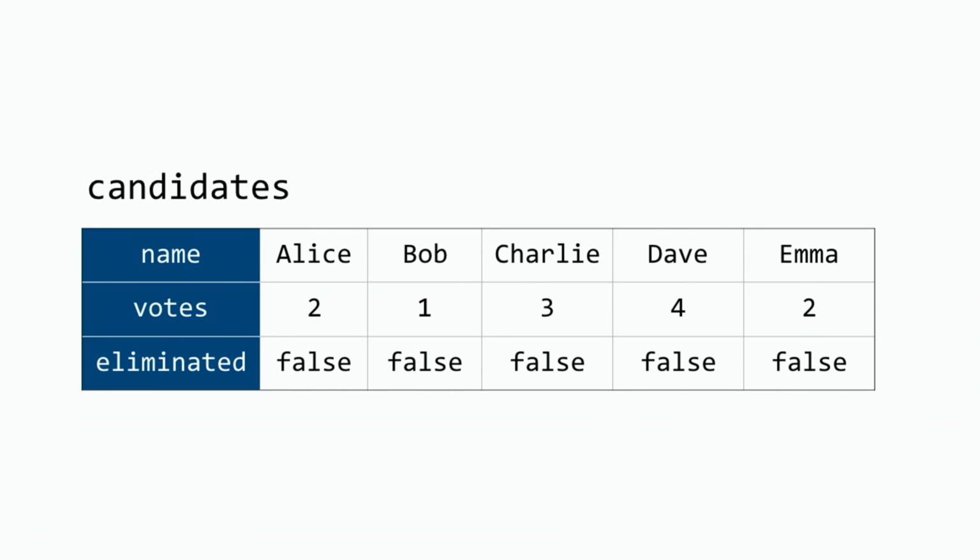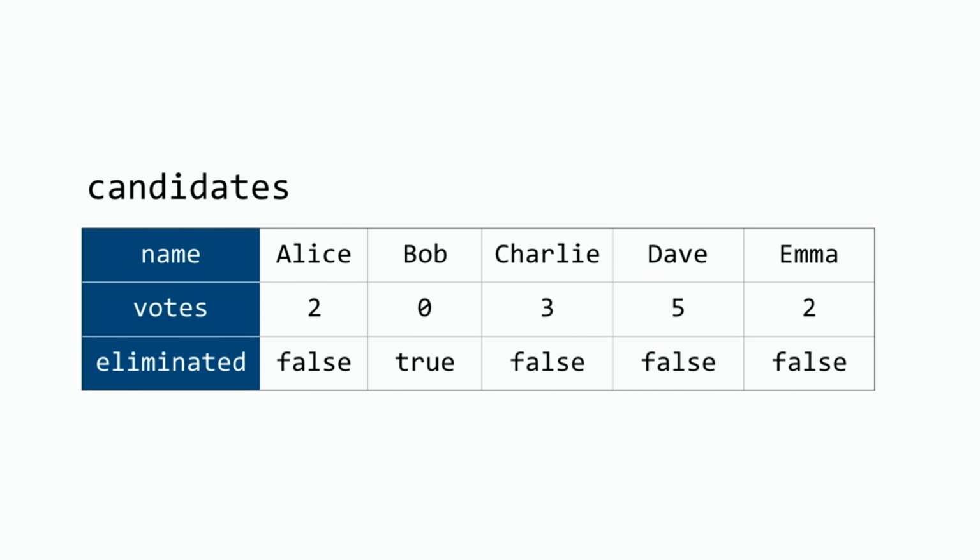Let's take a look at an example. Here, for example, none of the candidates have yet been eliminated, but we can see that Bob is the candidate who has the minimum number of votes. He has 1 vote and everyone else has more than that. So your eliminate function should update Bob's candidate struct, changing eliminated from false to true, to indicate the fact that Bob has now been eliminated from this election.